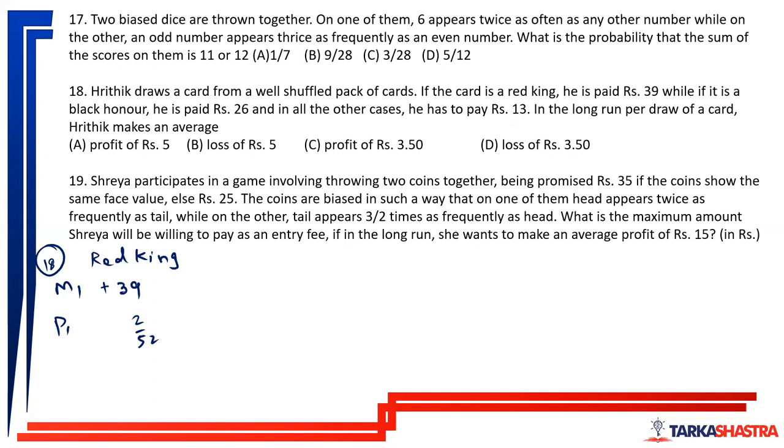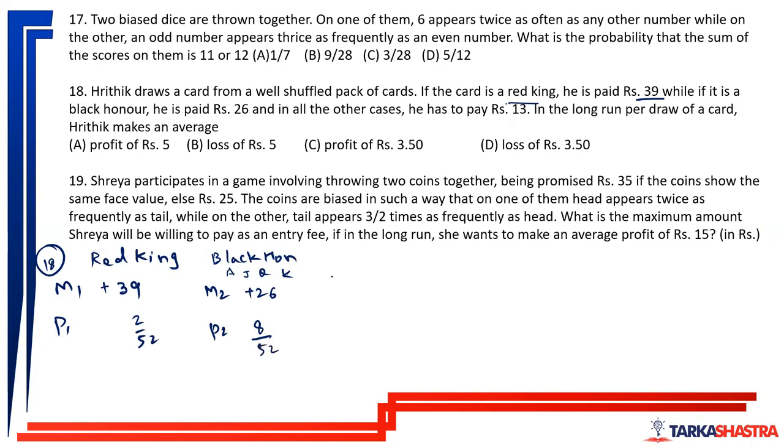If the card is red king, he is paid 39. While if it is black honors, and black honors means ace, jack, queen, king, he is paid rupees 26. And here, this is M2. Here, probability 2 will be black honors, 8 favorable cases, because these 4 cards can be of club or 4 cards can be of spades, and this will be 8 by 52.